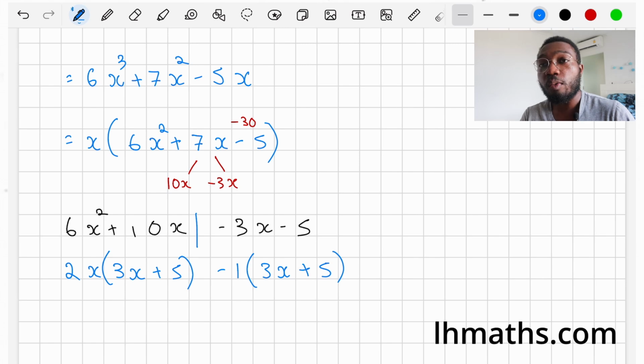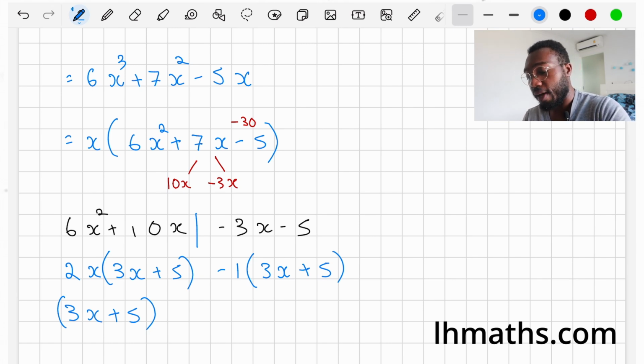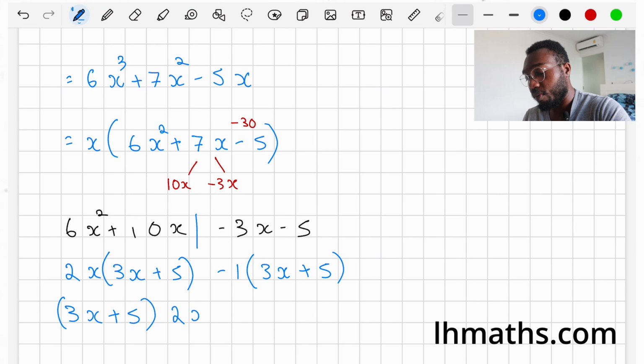Okay, and now this is the stage you want to get to. If you get the same values inside the brackets, you know that you've done it correctly. So what that means is one of our brackets has to be 3x plus 5. And then for the other bracket, it's just all the values which are outside the brackets, okay? In this case, we have 2x and a negative 1. And that would be the answer, okay?